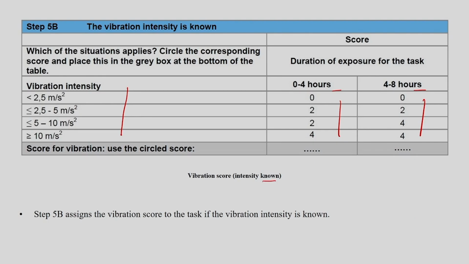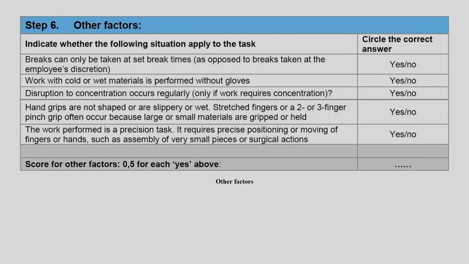Okay. So step 5B. It's not that both will be there, okay, any one will be there. So 5B assigns the vibration score to the task if the vibration intensity is known to you. Some other factors are going to have an impact, so we need to understand that breaks can only be taken at set break time, which is predefined. So you have to give the answers, it is yes or no.